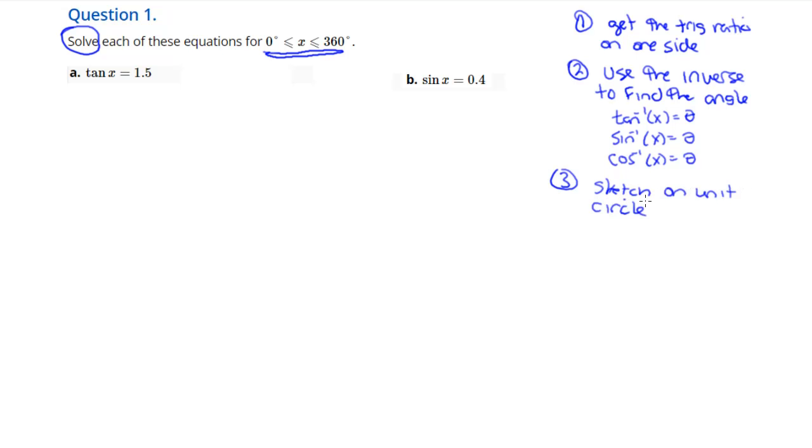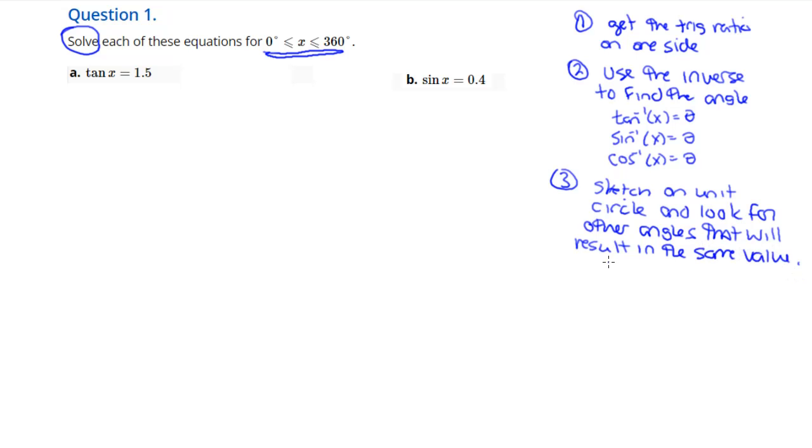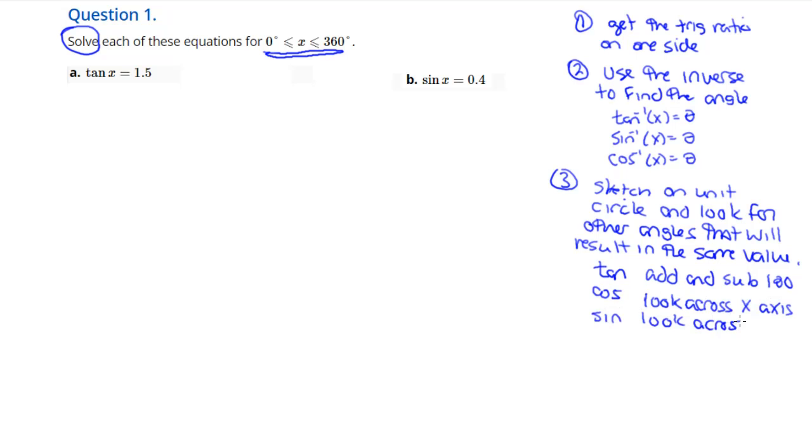To make that happen, we're going to sketch it on the unit circle, and we're going to look for those other angles. When it's a tangent, we're just going to add and subtract 180 degrees over and over again. And whatever angles we get, as long as we stay within the range, they're going to give us the same values.